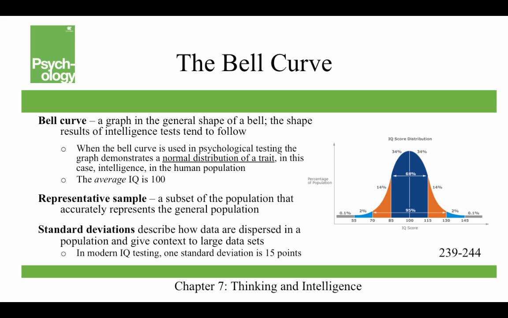A bell curve is a graph in the general shape of a bell, and the shape results from intelligence tests tending to follow a bell curve. When it's used in psychological testing, the graph demonstrates a normal distribution of a trait, and in this case, it's intelligence. And the average IQ is 100.